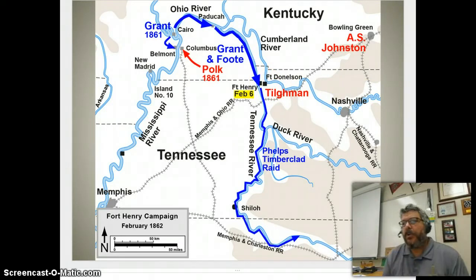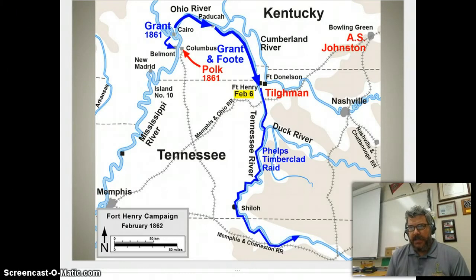He's going to make quick work of Fort Henry on February 6th. The fort is poorly defended. It's in a low-lying area. Much of the fort will be underwater during this battle, and so it's quickly conquered. Those that aren't taken prisoner or become casualties will retreat to the safety of Fort Donelson.